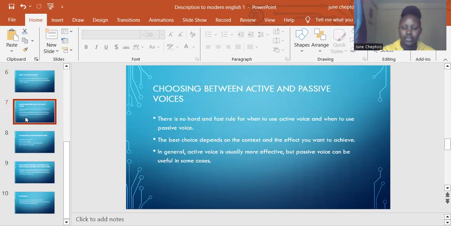Choosing between active and passive voices: there is no hard and fast rule for when to use active voice and when to use passive voice. The best choice depends on the content and the effect you want to achieve. In general, active voice is usually more effective, but passive voice can be useful in some cases.